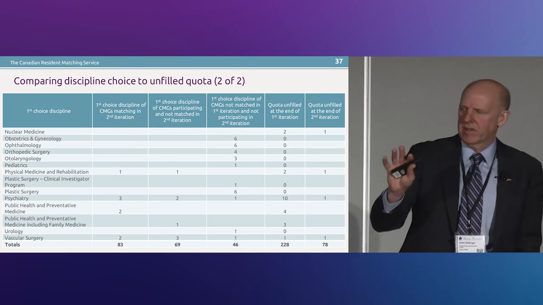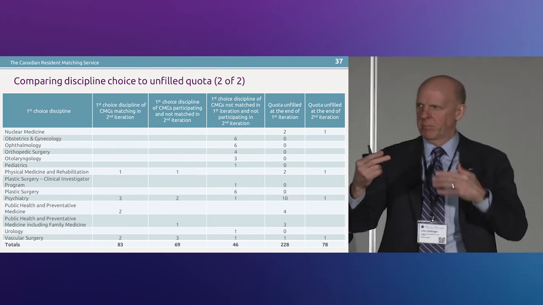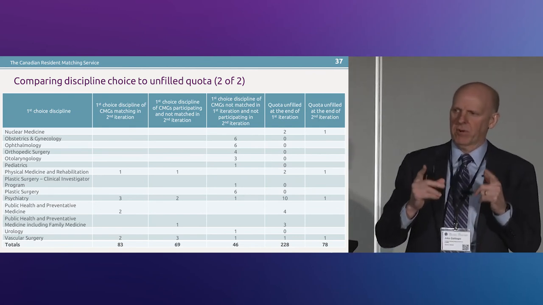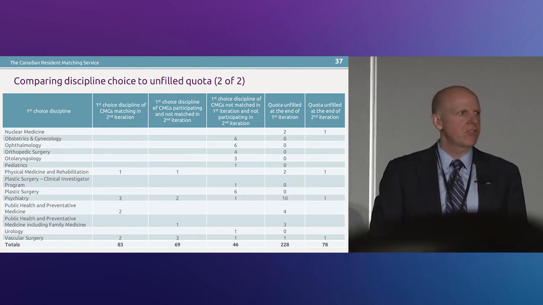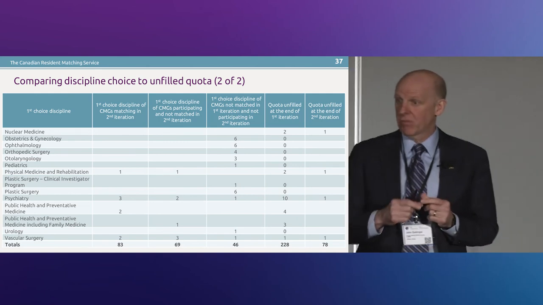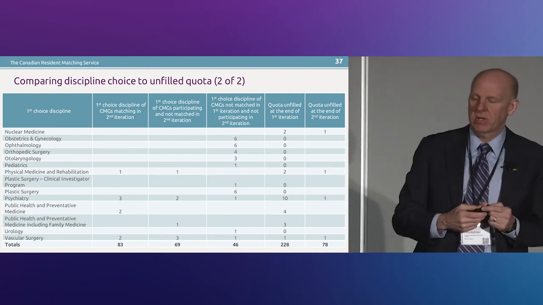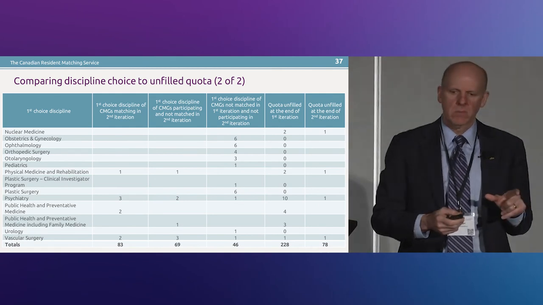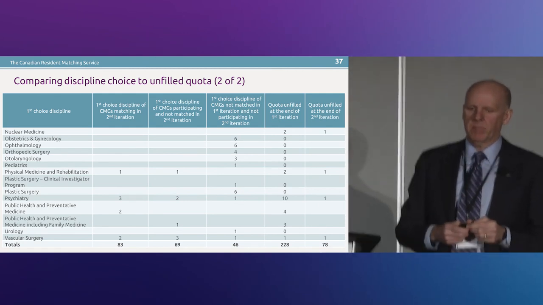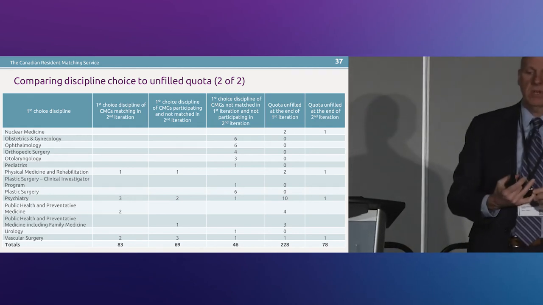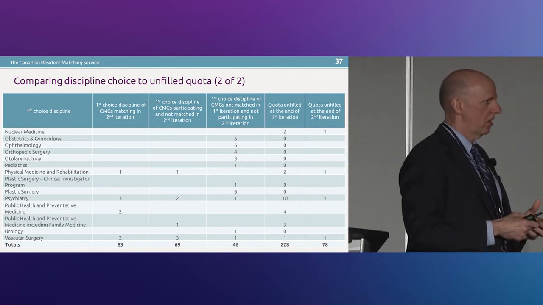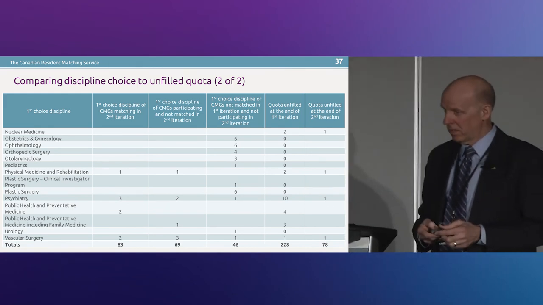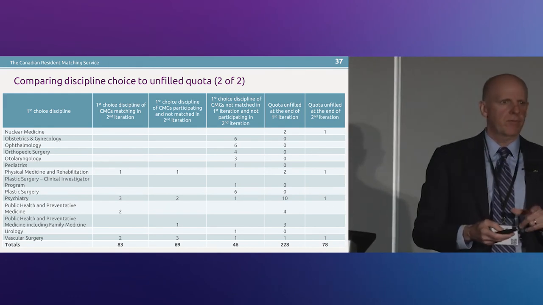So there are five columns here, all broken down into the first choice disciplines. The first column are the people who matched in second iteration, and there were 83 CMGs matched in second iteration, and what their first choice discipline was in second iteration. The second column are the people who were not matched in second iteration, and what their first choice discipline was in second iteration. The third column are those who did not participate in second iteration, and what their first choice discipline was in first iteration.